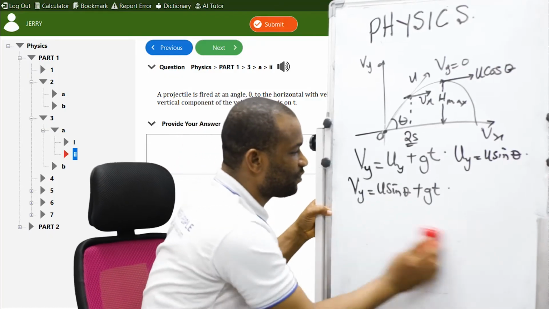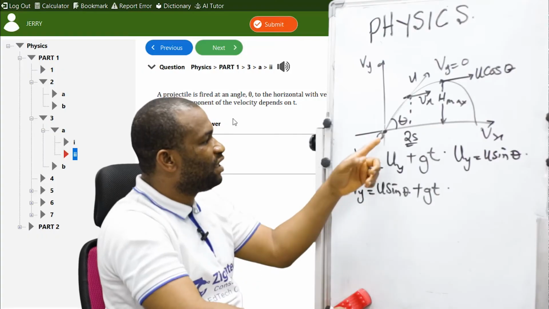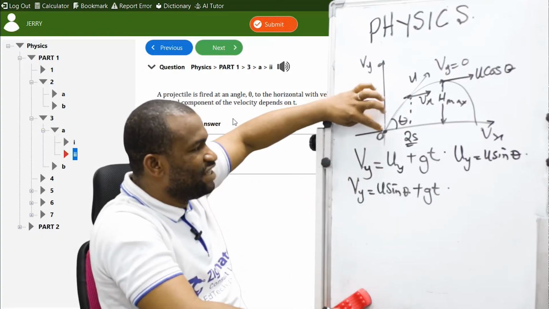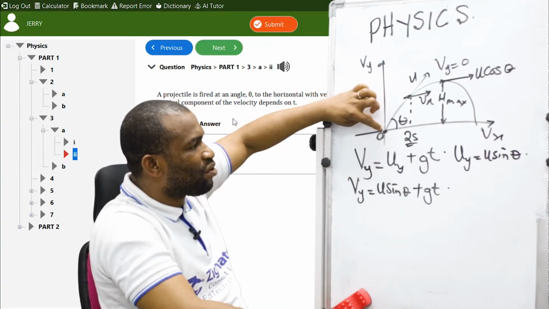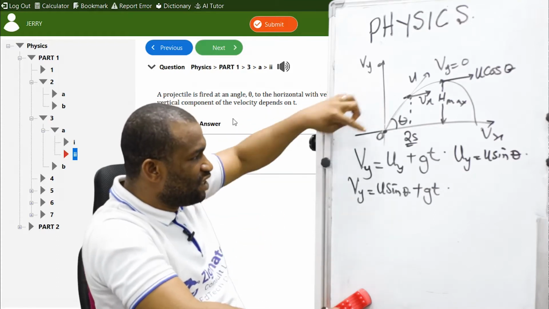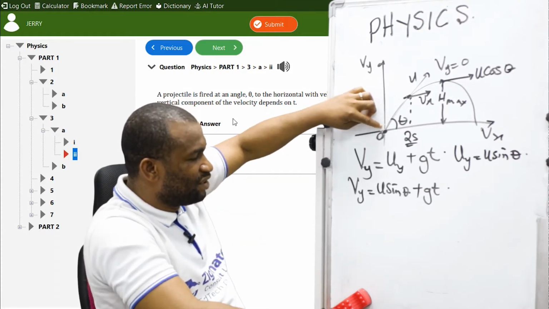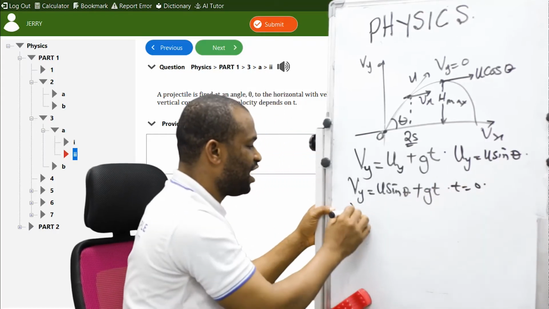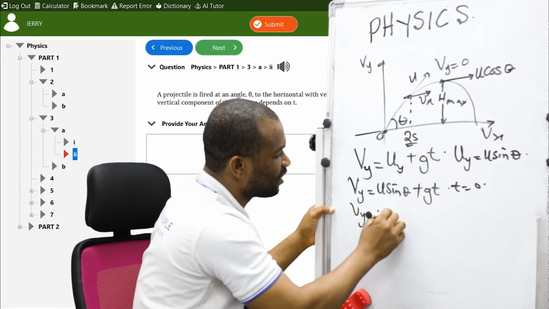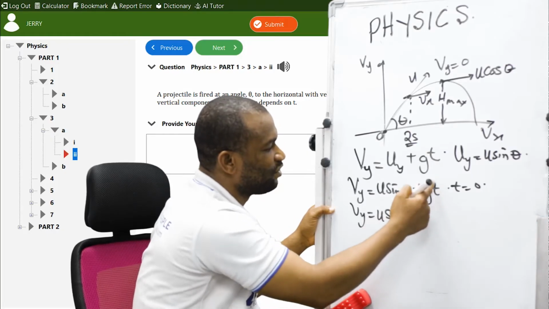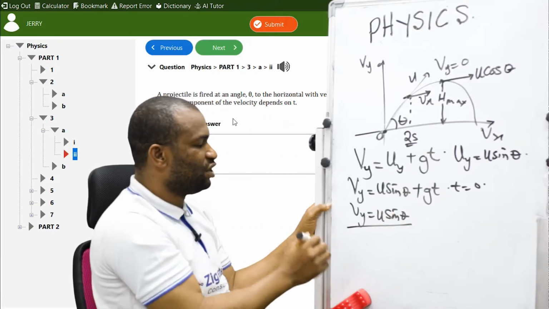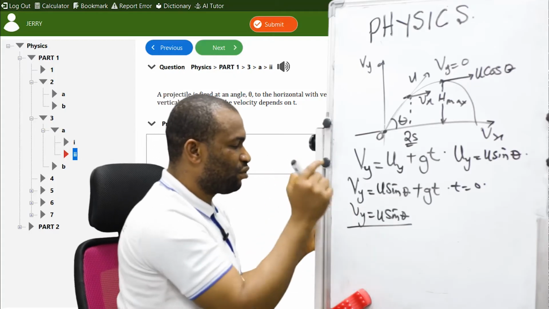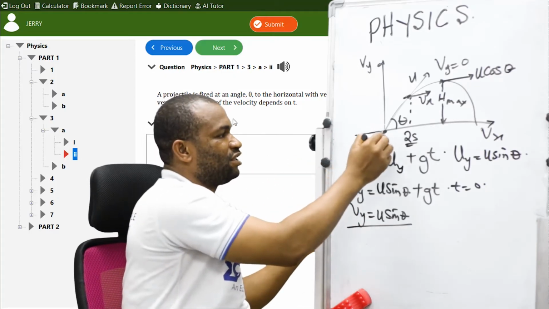Because the time here will be affecting it because g is considered. Now, let's go for the first one. At this point now, the initial vertical component of the velocity, time is 0. So I'm going to put time is equal to 0. So what will I have? I have Vy is equal to U sine theta. Time is 0, everything here is 0. So this is called what? Initial vertical component at this point. I call it point A.